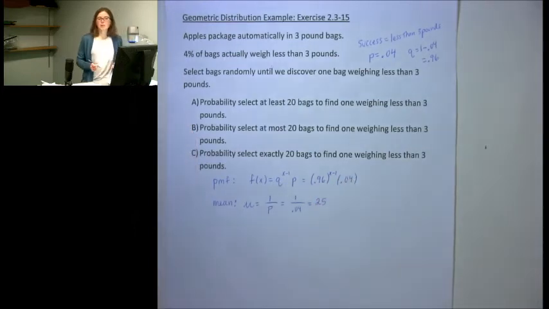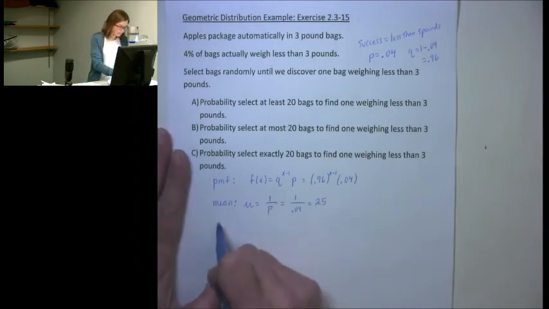And just thinking about this intuitively, it makes sense, right? If 4% of bags are underweight, it makes sense that I'd have to go about 25. I'd expect to go about 25 bags.